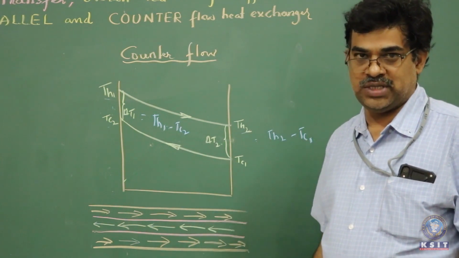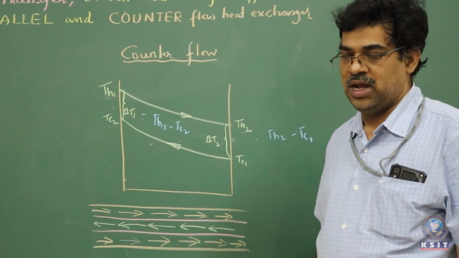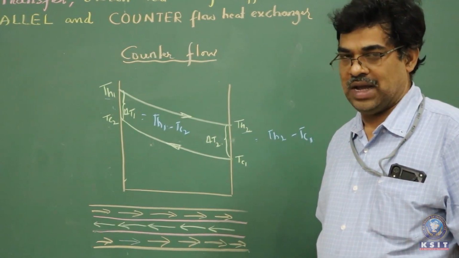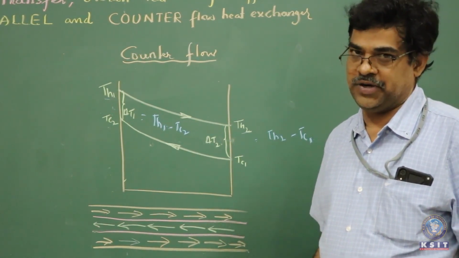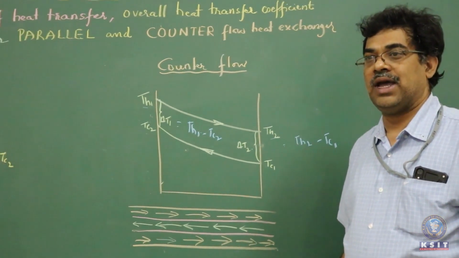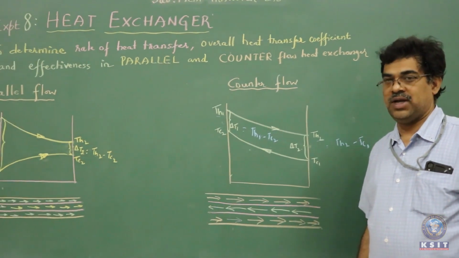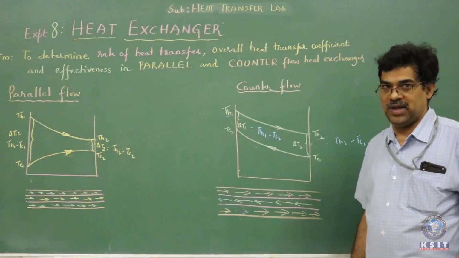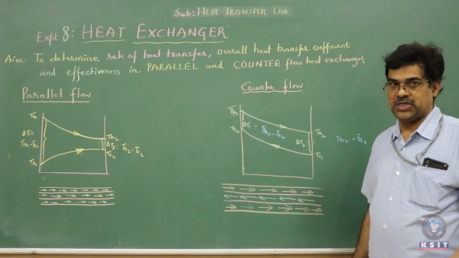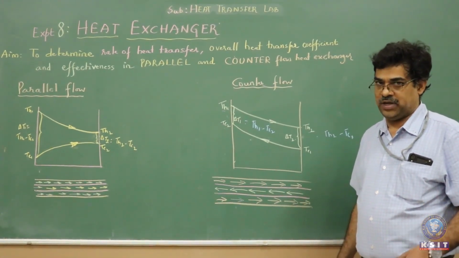Once you know the inlet temperature difference and the outlet temperature difference, you can find the log mean temperature difference. Once you know the log mean temperature difference, you calculate the overall heat transfer coefficient. Then you calculate the actual heat transfer and the maximum heat transfer, and once you know those, we can find the effectiveness.